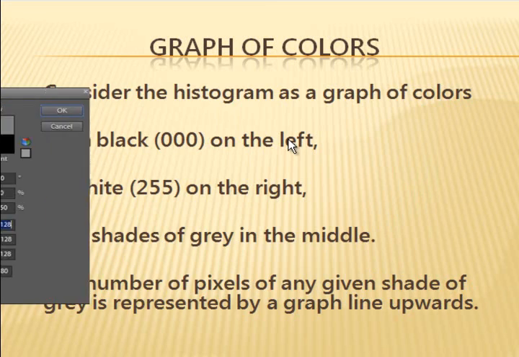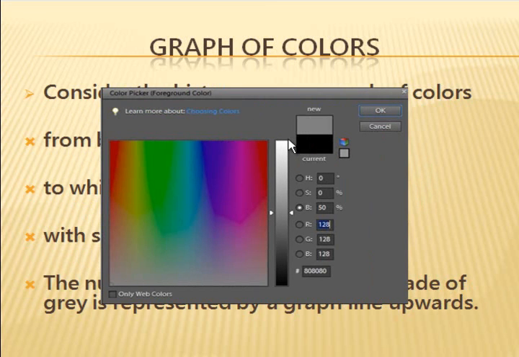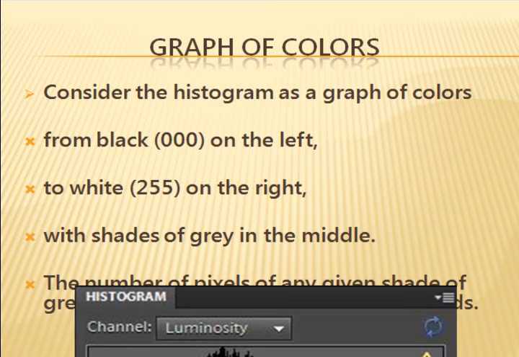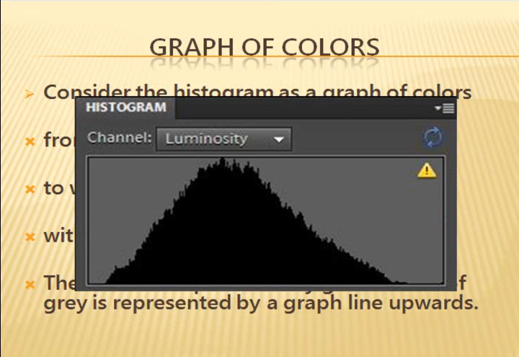Then there's shades of gray in the middle, and so here is a 50% gray. You're going to see right here 50% on brightness, and it makes it an RGB of 128. And so there is a wide range of pixels representing every pixel from 0 to 255 on the histogram. The number of pixels of any given shade of gray is represented by a graph line upwards. And so here's our histogram.